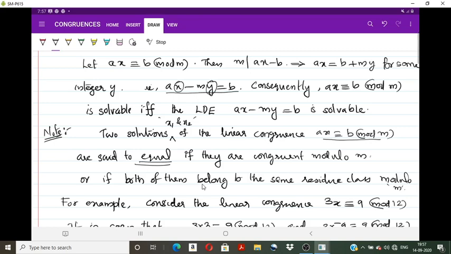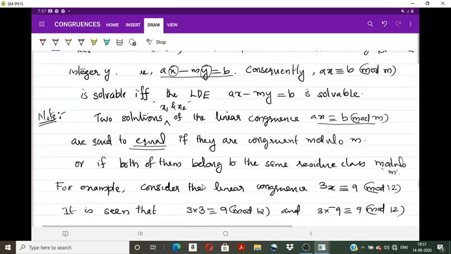So all the congruent integers are considered as a single solution or equal solution. If both the integers x1 and x2 belong to the same residue class, we consider them as the same solution, equal solutions, irrespective of their distinct values.